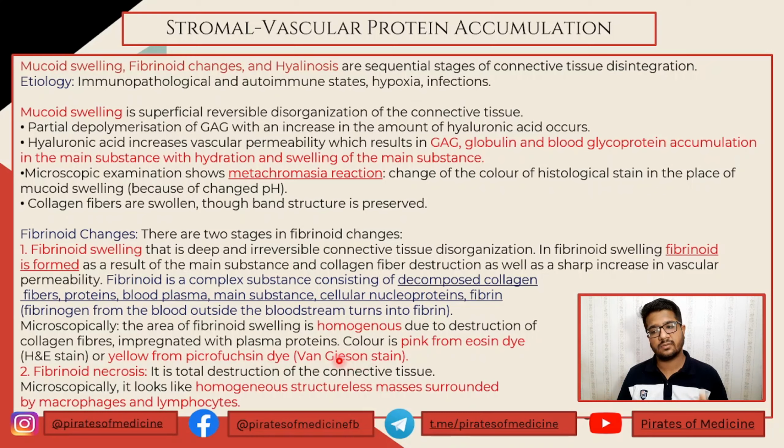So after this swelling comes the stage of fibrinoid necrosis. The tissue is going to be necrotized. It is total destruction of the connective tissue. Microscopically, it looks like homogeneous structureless masses surrounded by macrophages and lymphocytes. Now, you should understand that this is occurring in steps. First of all, there was superficial reversible disorganization of connective tissue. Then the destruction became so severe that it became irreversible and it went deep. Fibrin proteins came into play. Then it progressed to fibrinoid necrosis.